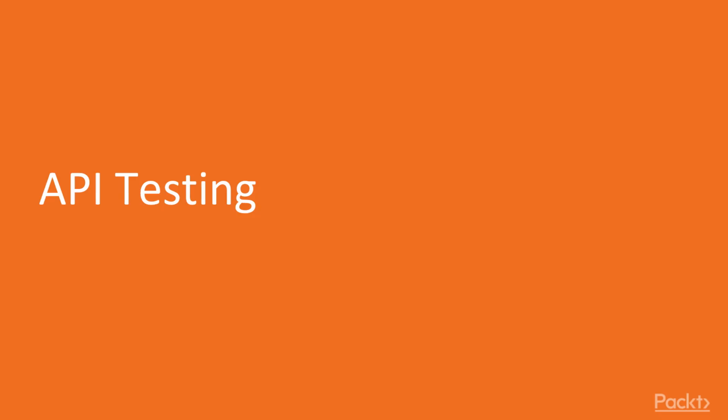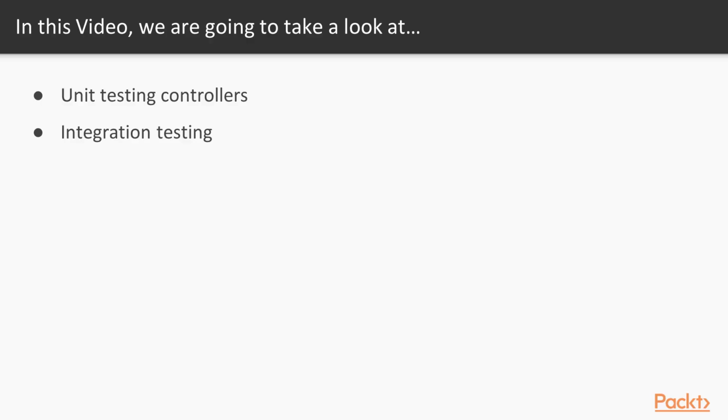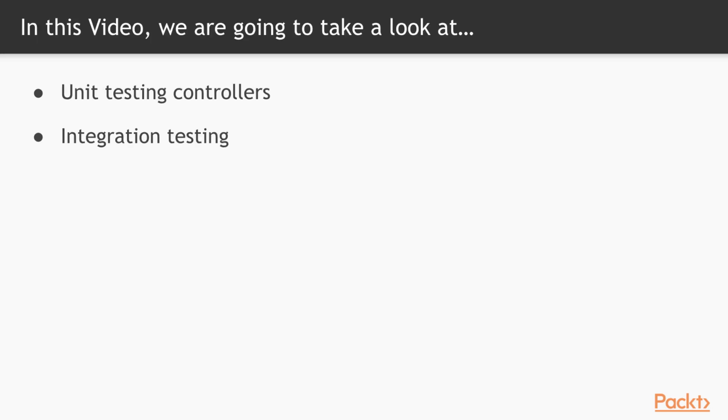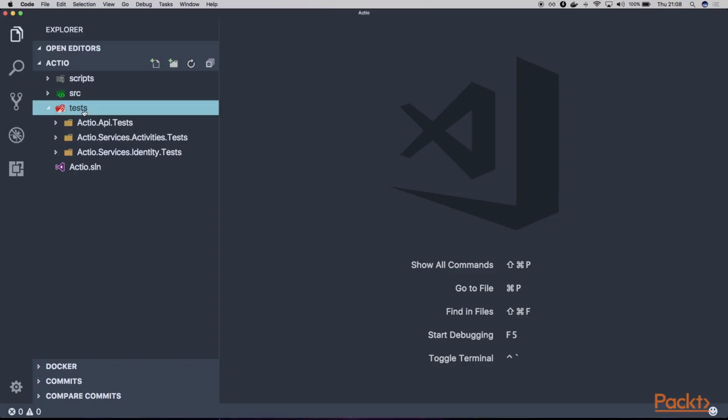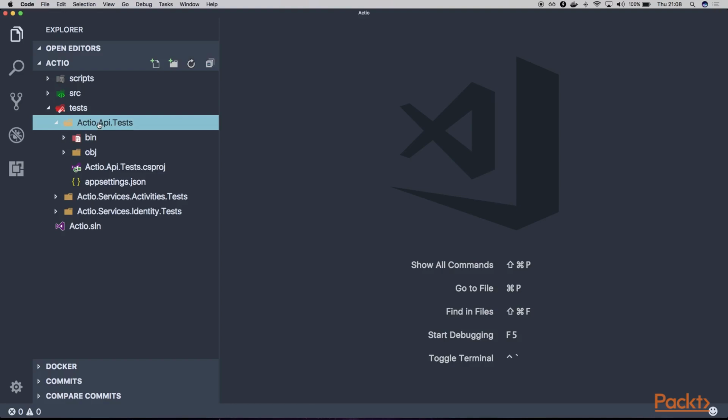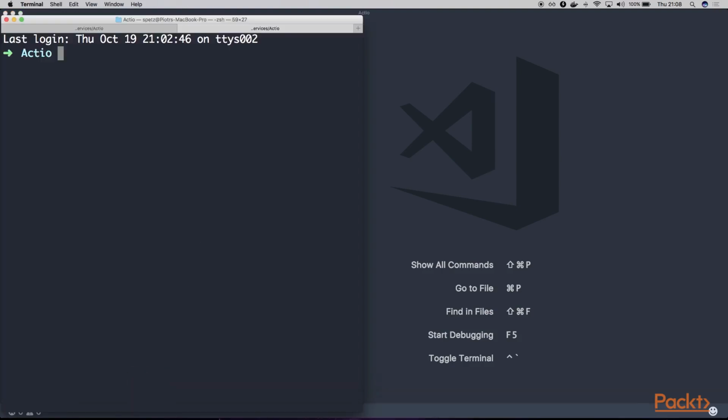In this video, we'll take care of testing our API. So we are going to take a look at writing the unit tests for controllers and the integration tests. As you can see, I have already added three test projects here, and I did this simply by calling dotnet new xunit, and this one will create a test project using xUnit as our default framework.